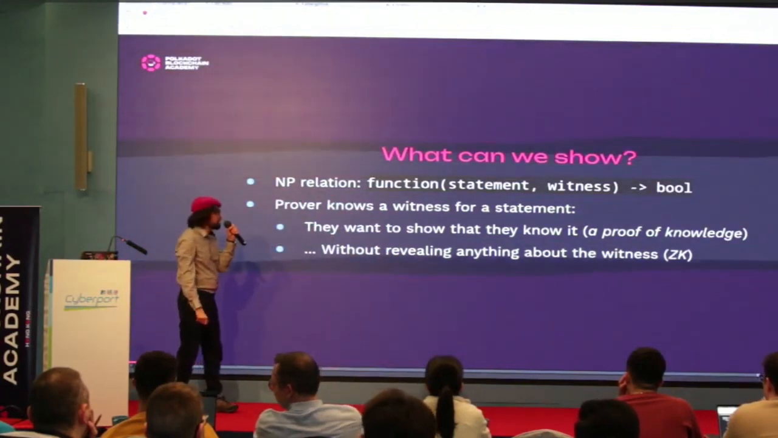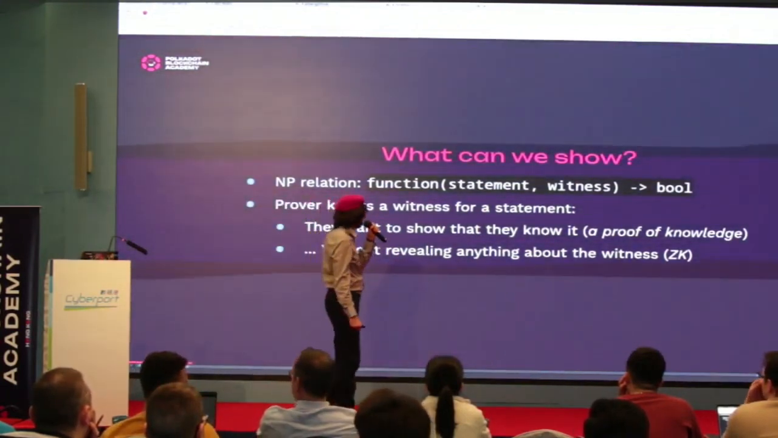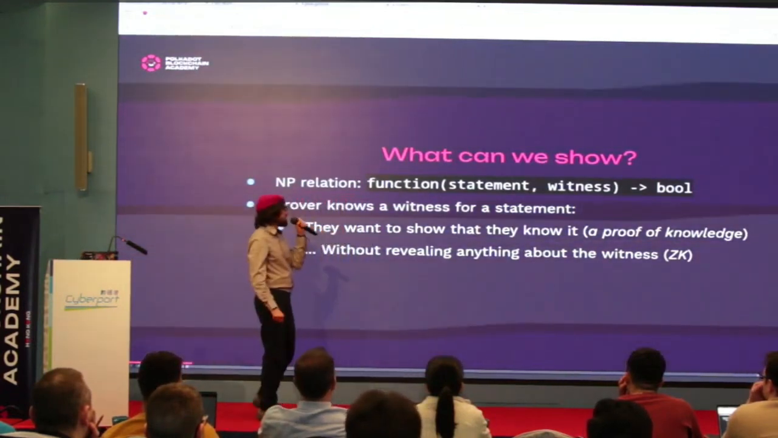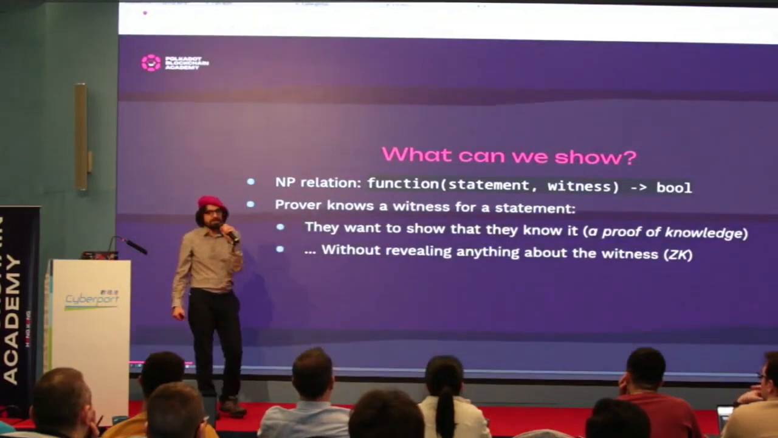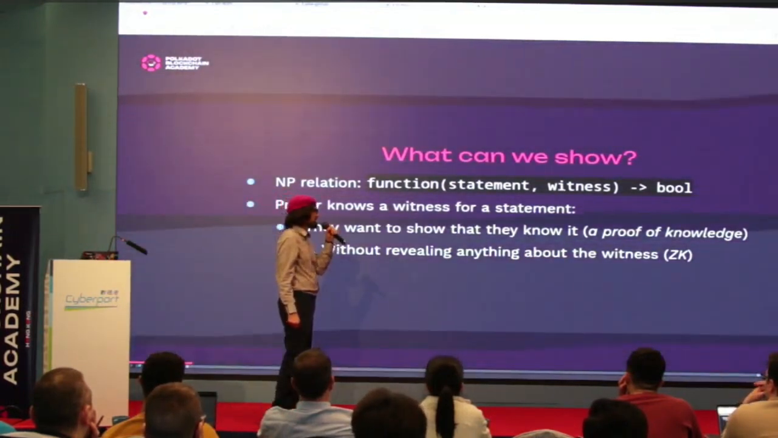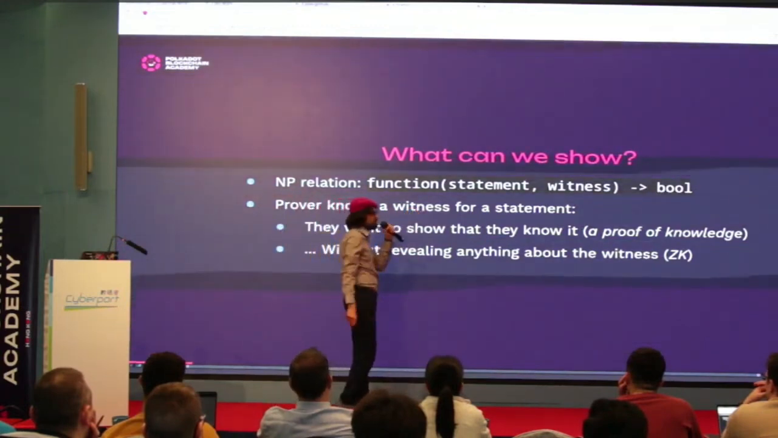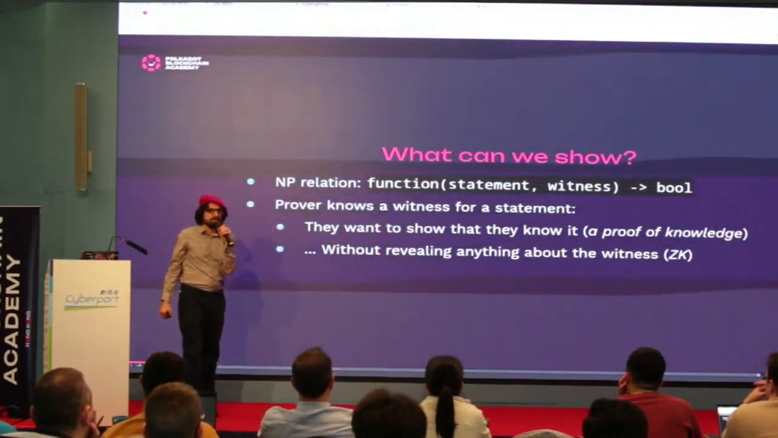So the prover knows values like r and s that satisfy the statement, right? And they want to tell the other party that they know that secret, that verifies this statement, it returns true for this function, but they don't want to tell them anything about those secret inputs.